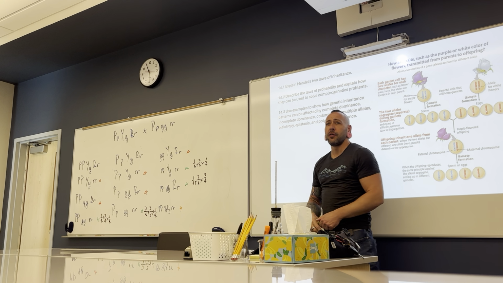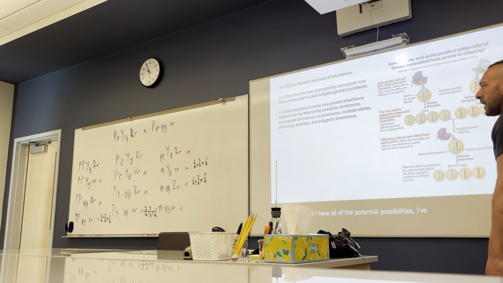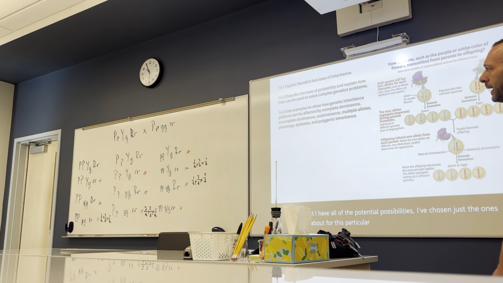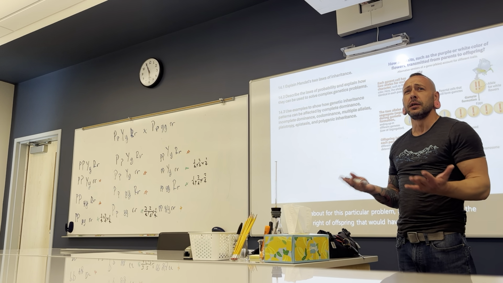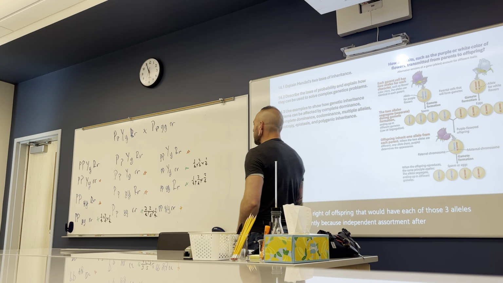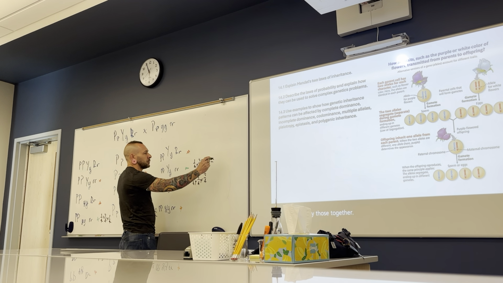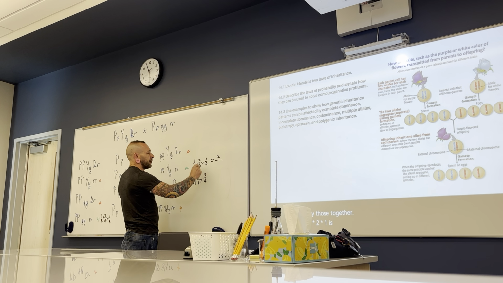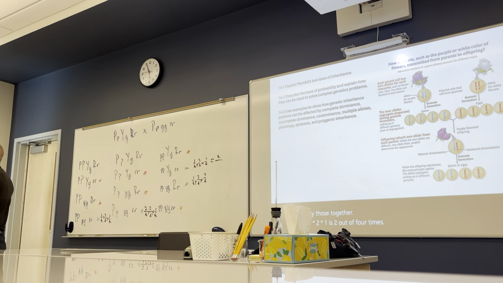So now that I have all of the potential possibilities, I've chosen just the ones that I care about for this particular problem, and I have calculated the proportion of offspring that would have each of those 3 alleles independently, because independent assortment, after all. Now I can just multiply those together. So this is 1 times 2 times 1 is 2 out of 4 times... How do I do fraction math again? I forgot.